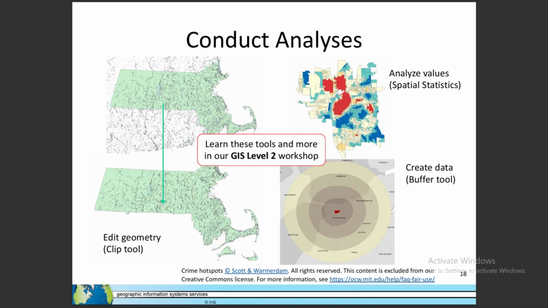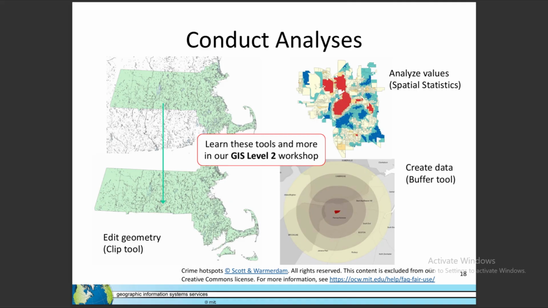Buffer tool. The concentric rings in the lower middle show a buffer analysis. You pick a location, say a train station, and you create rings at 500 m, 1 kilometer, 2 kilometers. Now you can ask, how many residents live within walking distance? How many businesses? How many schools?